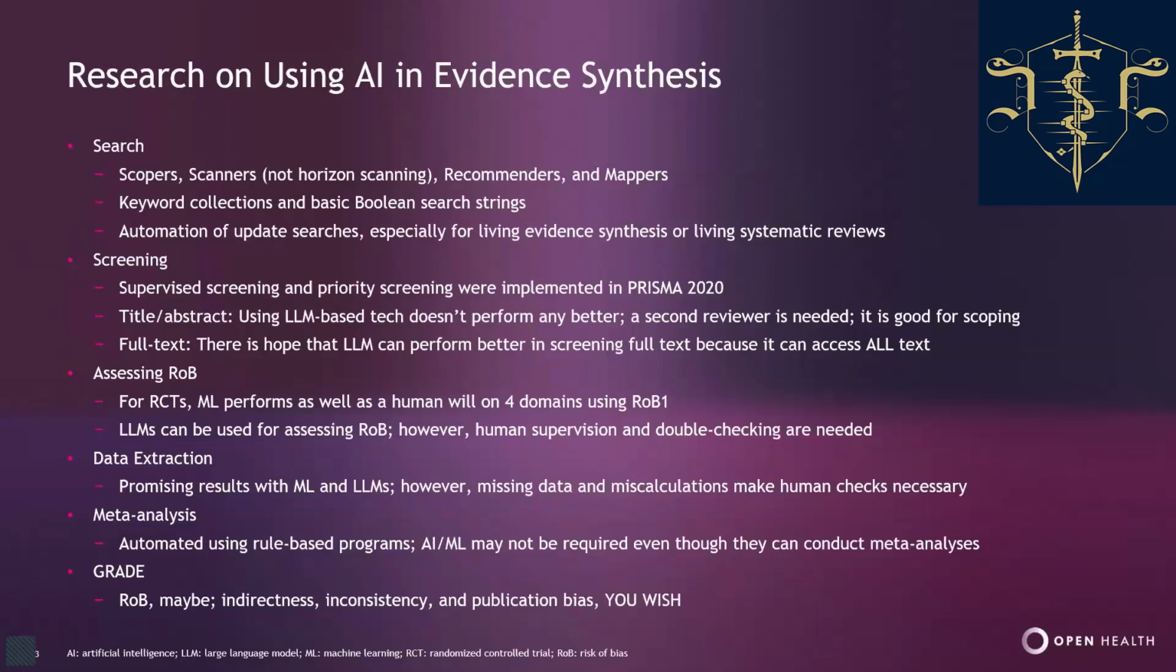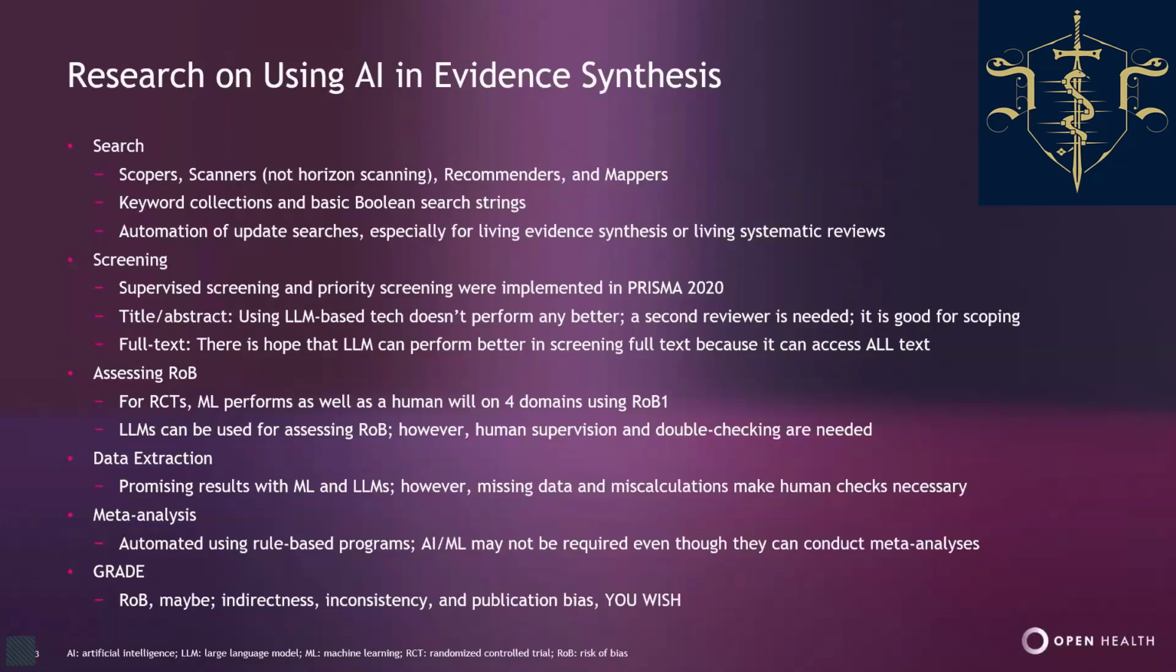And it was just used for the risk of bias tool version 1 that was produced by Cochrane, not version 2. We also can use large language models for risk of bias assessment. I'm aware of some of the existing systematic review programs in the market that have implemented large language models for assessment of risk of bias, but it requires double checking by humans and human supervision.